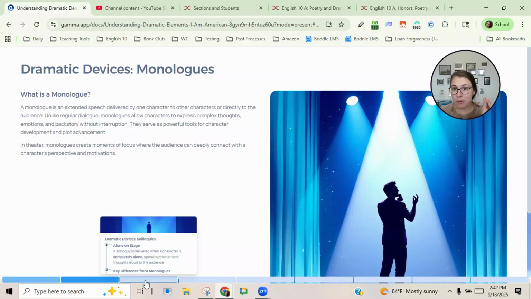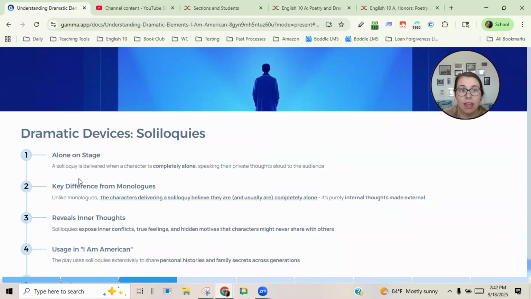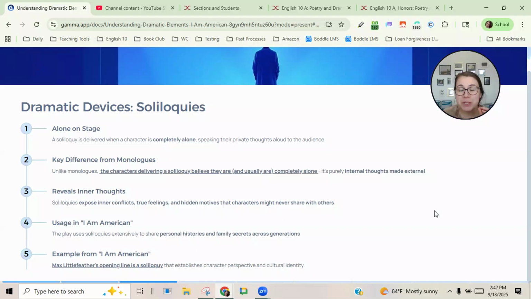And you can remember that because mono means one. So one person doing the talking. And then not to be confused with a soliloquy, because solo also means one, right? And there is just one person doing the talking in a soliloquy, but I like to think of it as solo on stage. They are solo, they're the solo one talking, the solo one on stage. That's the main difference between a soliloquy and a monologue.